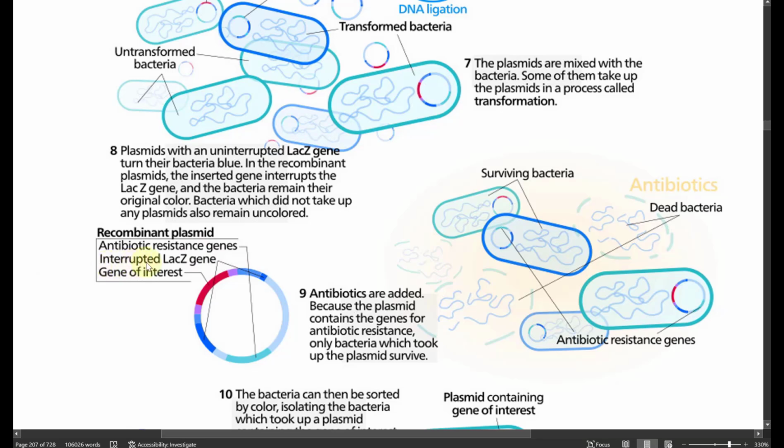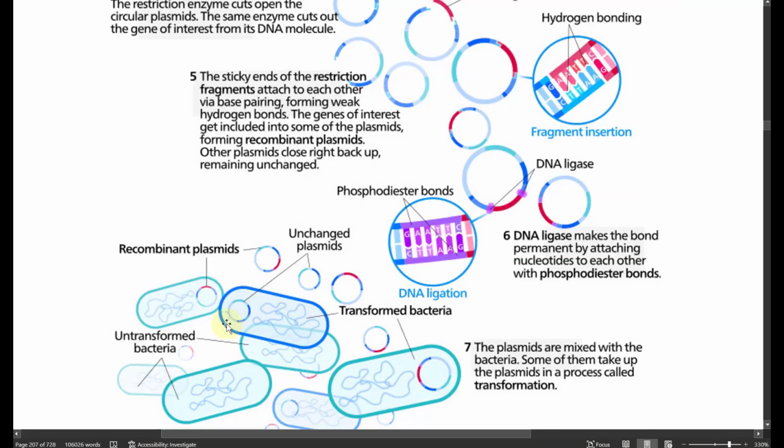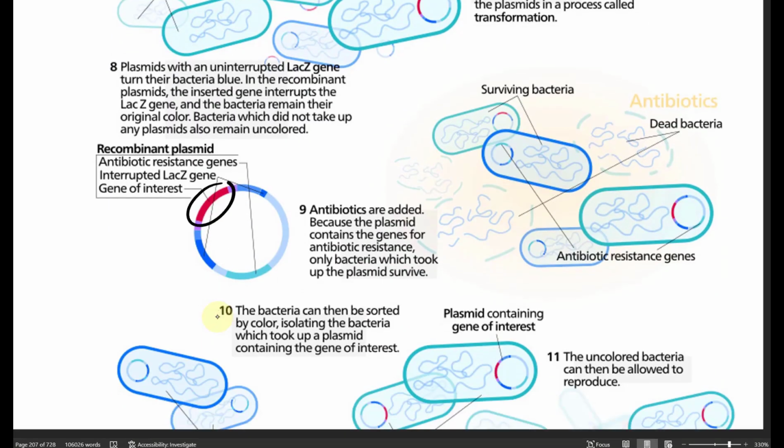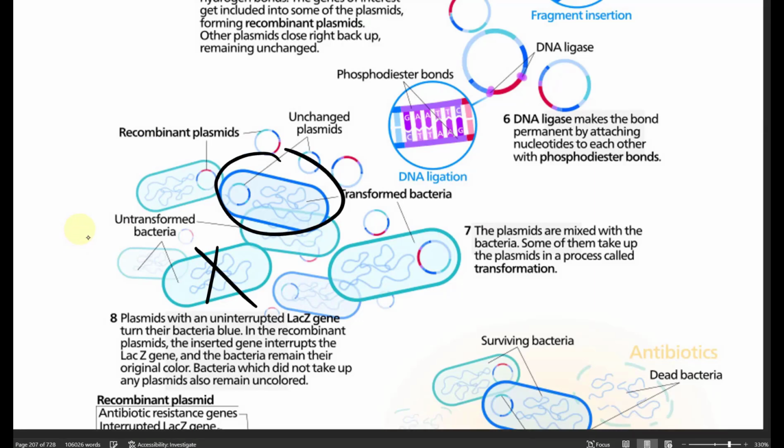Then what we'll have here is interrupted LACZ genes. Interrupted because you're adding extra stuff inside. And then the gene of interest that you've added is this red one. That's going to be right here, the gene of interest that you're adding. And it has the antibiotic resistance gene. So now you add the antibiotics, and because the plasmid contains the genes for antibiotic resistance, only bacteria which took up the plasmid survive. So that means all the untransformed bacteria die out. So all you're left with is blue for the unchanged plasmids, and then not blue for the transformed.